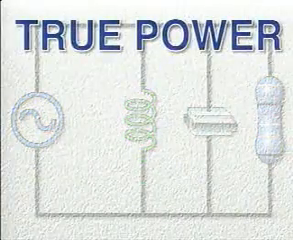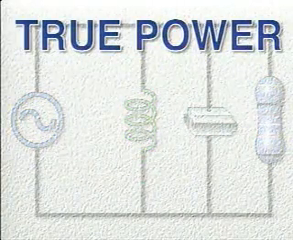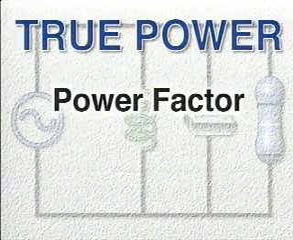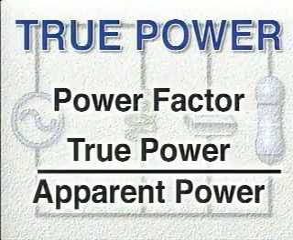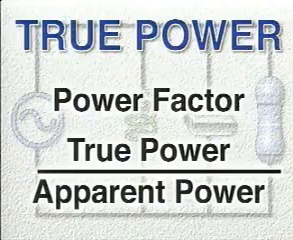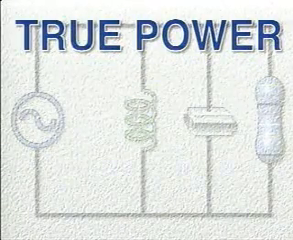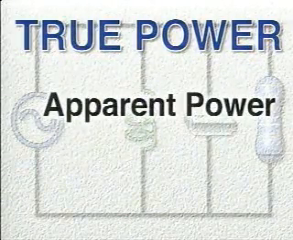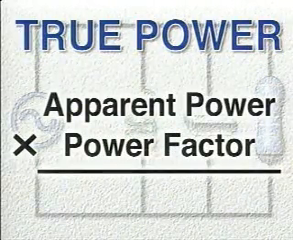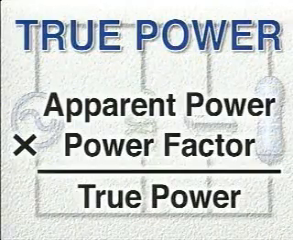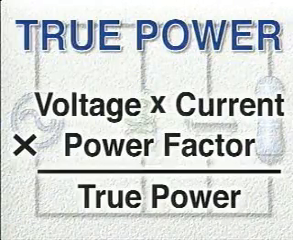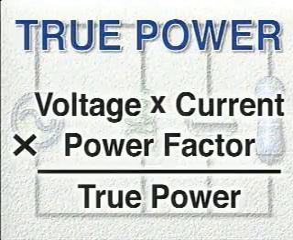In most cases, the true power in an AC circuit that is affected by impedance is calculated using the power factor for the specific circuit. The power factor is the ratio of true power to apparent power in an AC circuit, and it's usually expressed as a decimal value. Any time that you know the apparent power in a circuit and the power factor for that circuit, you can multiply the apparent power times the power factor to find the true power. Another way to say this is that voltage times current times power factor equals true power.